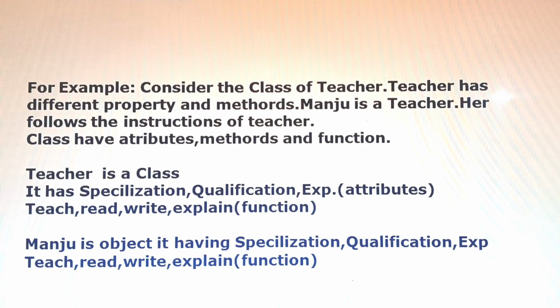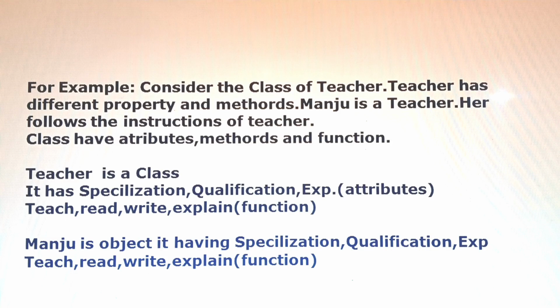Okay, I'll tell you the example for class and objects. Consider the class of a teacher. Teacher is a class. Teacher has different properties and methods. Then Manju is a teacher name. She is the object. So she has to follow the instructions of a teacher.